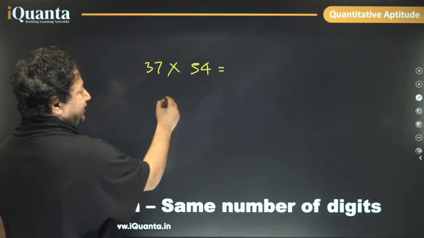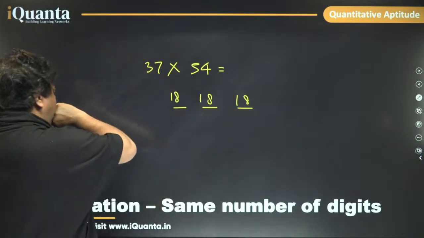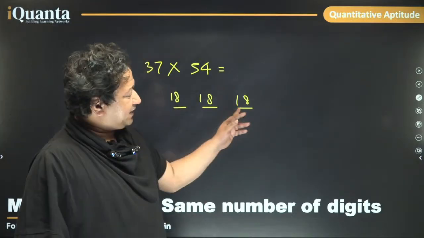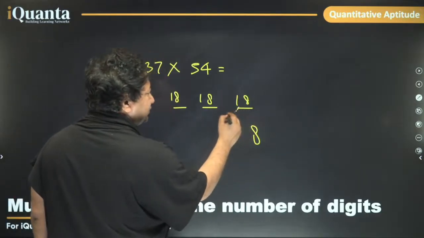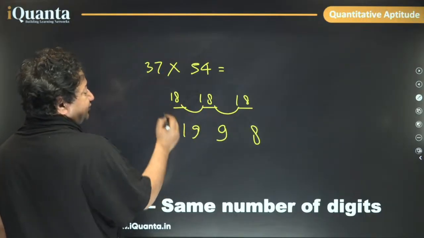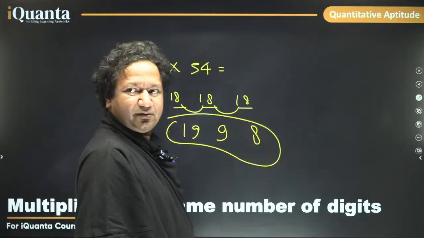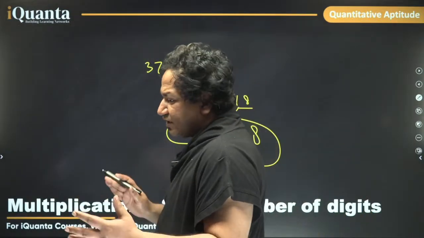तीन बराबर टुकड़े क्या होते हैं? 18, 18, 18. At one place we can have only one digit. 8 remains, 1 goes in carry forward. 9 remains, 1 goes carry forward. 1998. 37 into 54 is 1998. See? Okay? So if we have three numbers that are similar, it will always be a multiple of 37.